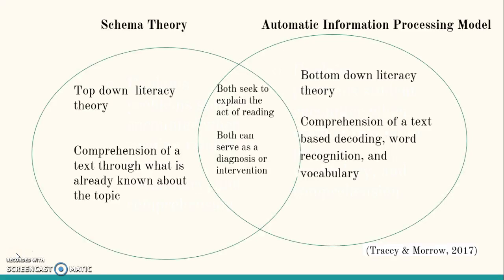Here you can see how the two literacy theories relate and differ. Both theories seek to explain the act of reading. Both can also serve as a diagnosis or intervention. The schema theory is a top-down literacy theory, whereas the automatic information processing model is a bottom-up literacy theory. The schema theory focuses on comprehension of a text through what is already known about the text, whereas the automatic information processing model says that comprehension of a text is based on decoding, word recognition, and vocabulary.